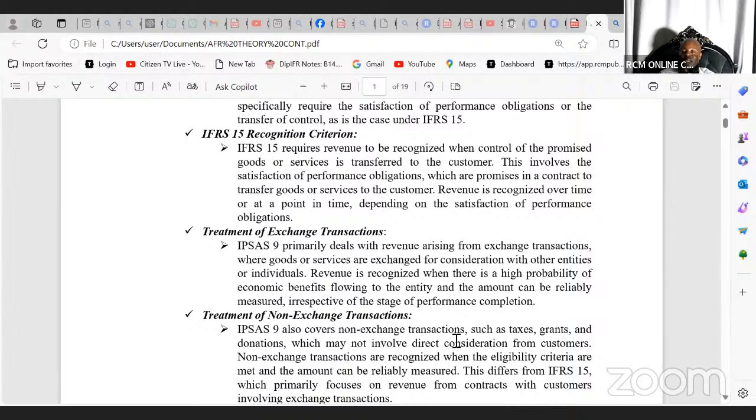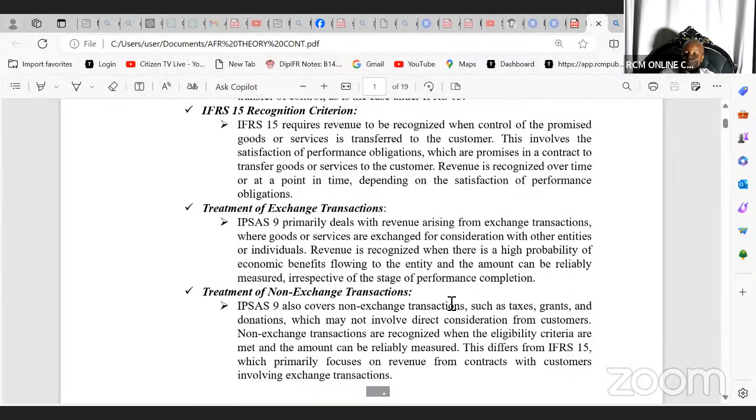Treatment of exchange transactions. IPSAS 9 primarily deals with revenue arising from exchange transactions, where goods or services are exchanged for consideration with other entities or individuals. Revenue is recognized when there is a high probability of economic benefits flowing to the entity, and the amount can be reliably measured irrespective of the stage of the performance completion.